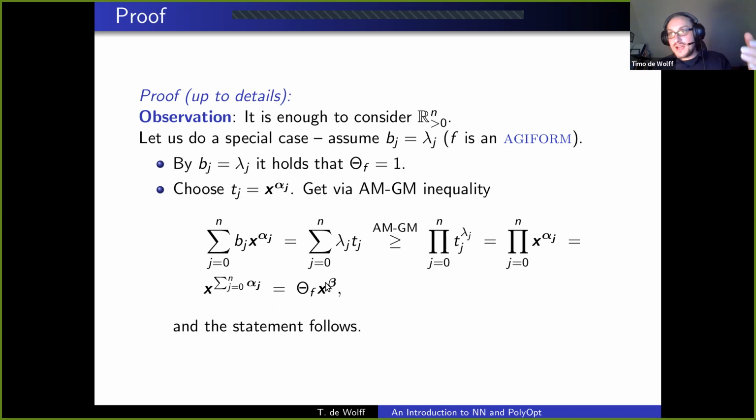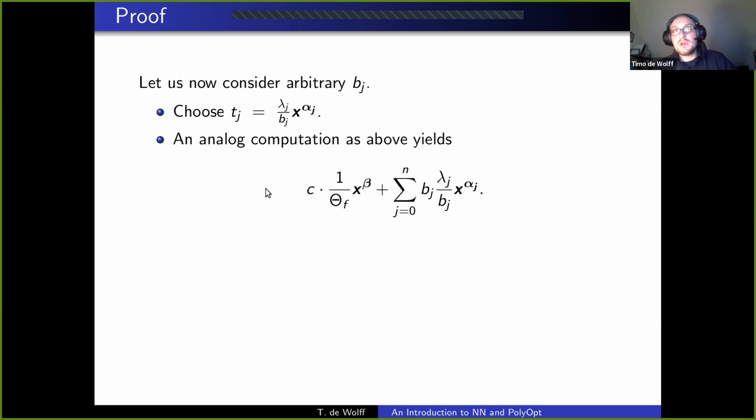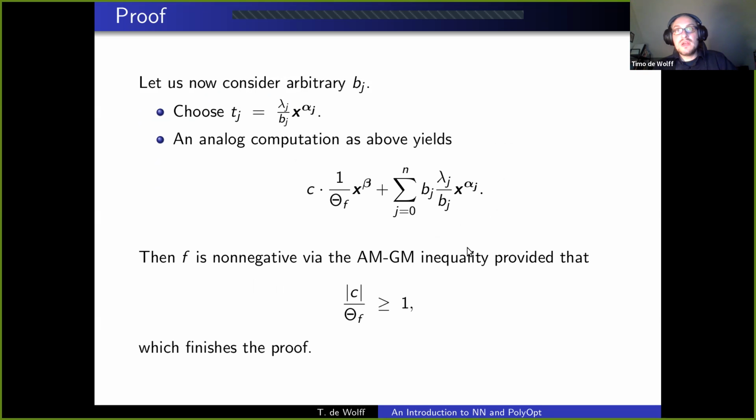Okay, and now once I have that, I can go to the general case where I have arbitrary coefficients, and essentially I just make a smarter choice for these t_j's. And then with a similar argumentation, you end up with an expression like this. And then you realize that by applying the AM-GM inequality, the condition that you need to satisfy is exactly that, which finishes the proof of the theorem.